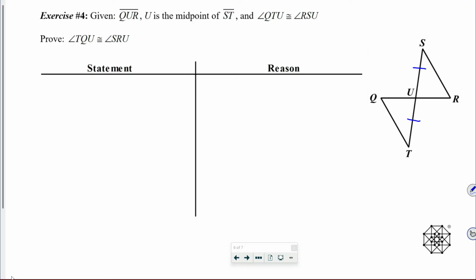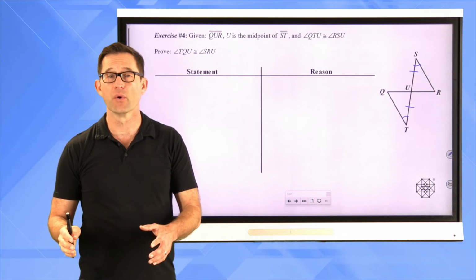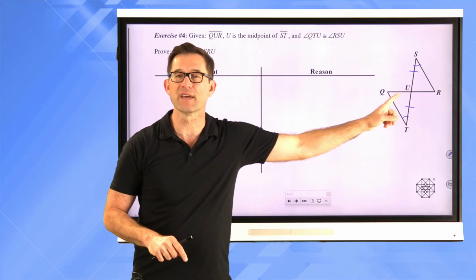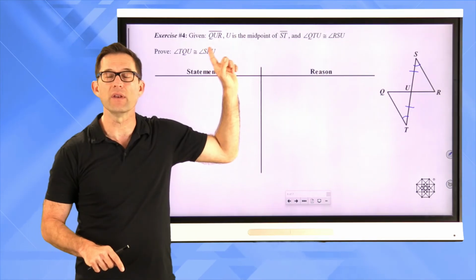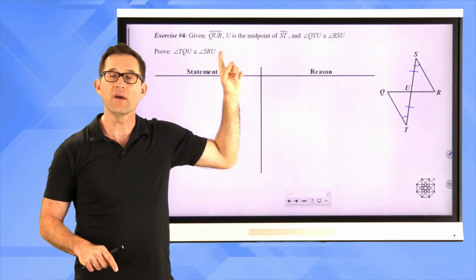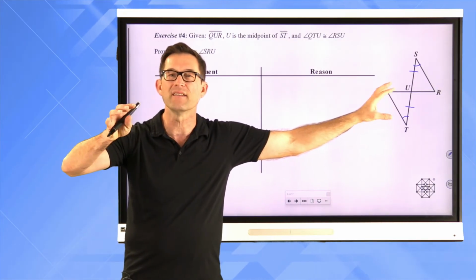And angle QTU, which is right here, is congruent to angle RSU, which is right here. There we go. Now, we've got to get that second angle pair congruent in order to use angle-side-angle. And we have it with those two vertical angles. And again, the reason that we can say that those are vertical angles is specifically because we know QUR, those 3 points, are collinear. If we didn't know that, then there would be no way of knowing that these weren't somehow bent in some way.